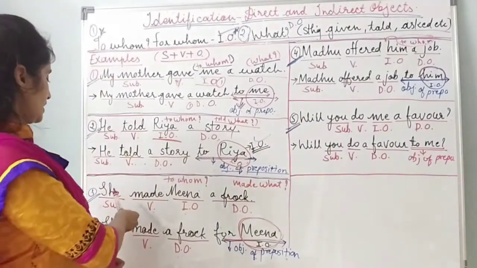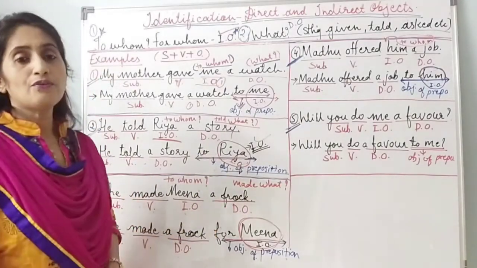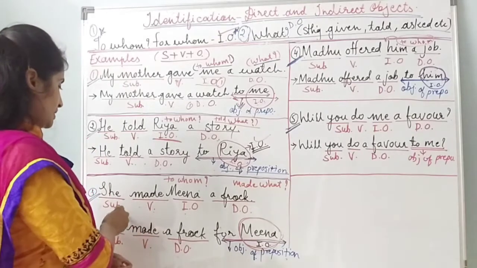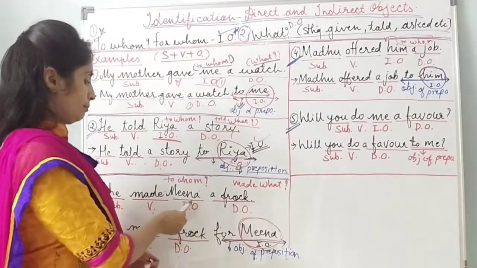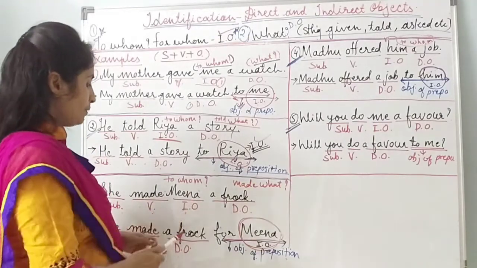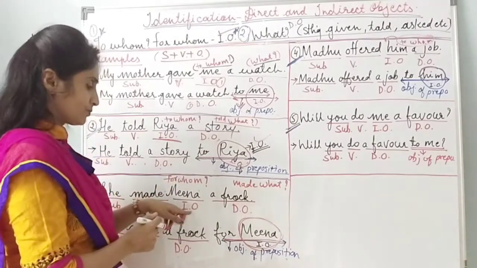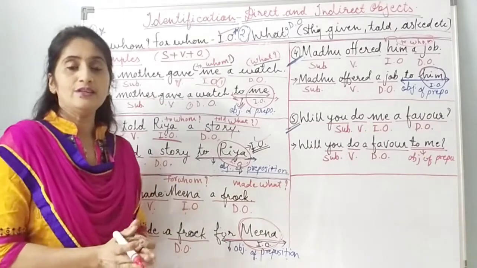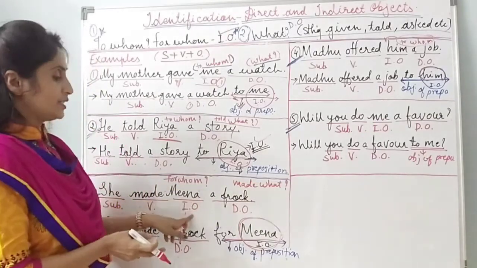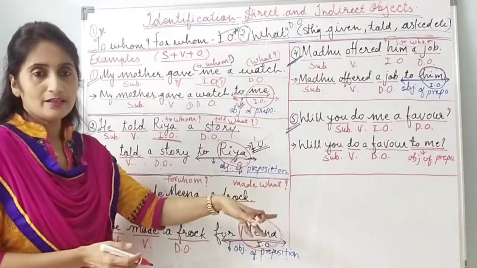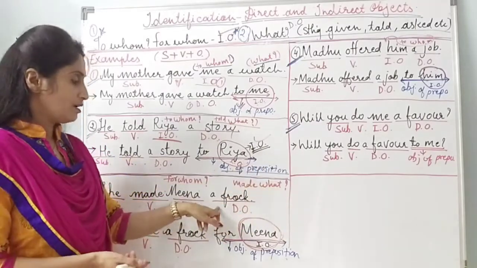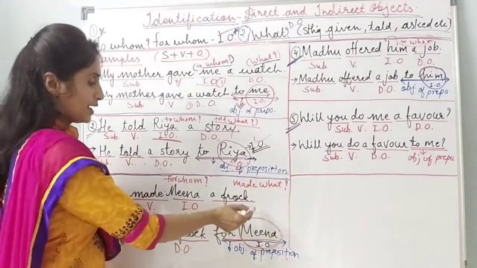The third sentence is, She made Meena a frock. She is the subject, made is the verb, Meena is the indirect object, because when we ask the question "for whom", the answer we get is Meena, and so Meena is the indirect object. What is made? Made what? Frock, and so it is the direct object.